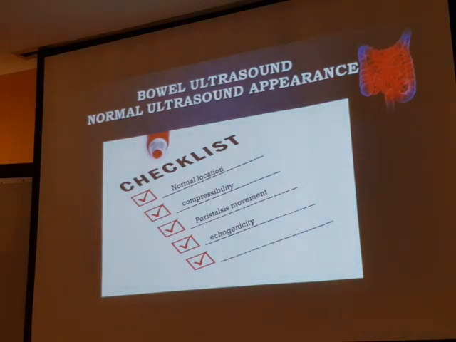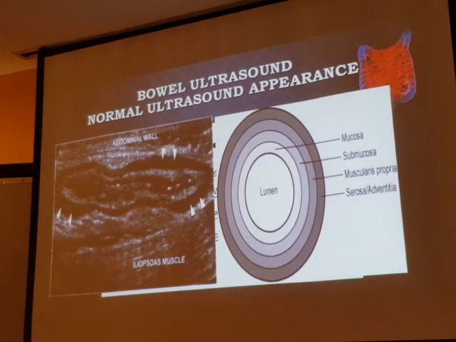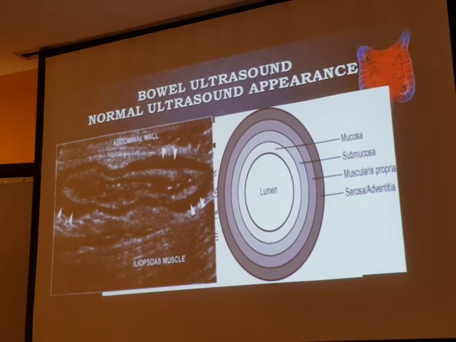The last thing, before, is the echogenicity. The bowel has an echogenicity represented by what? By the bowel layers. The bowel layers are represented by this sign. We call it the gut signature. If you have this sign, you have a normal bowel. You have to look for this sign.